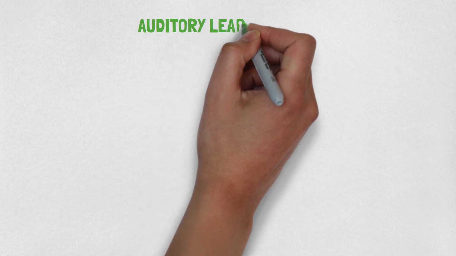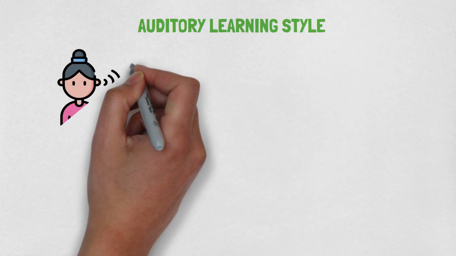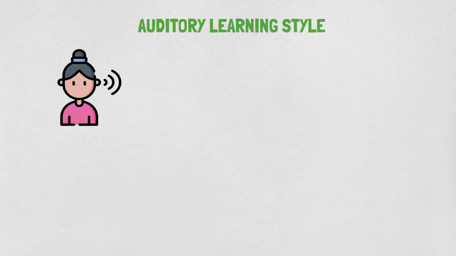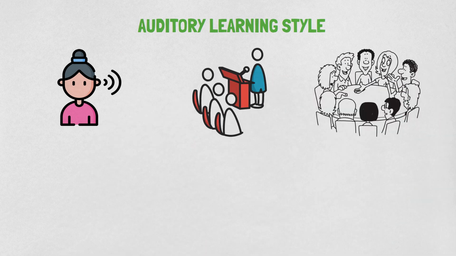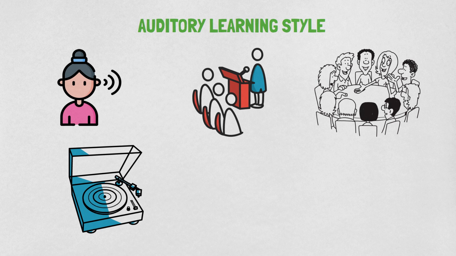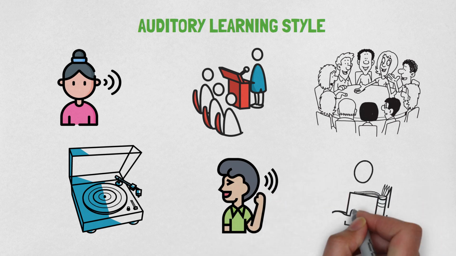Auditory learning style. Auditory learners process information best through listening and hearing. They may benefit from lectures, discussions, and audio recordings since they tend to remember things they have heard, and they often prefer to learn by hearing information instead of reading it.